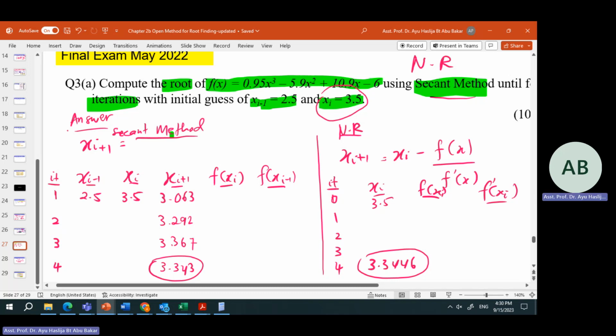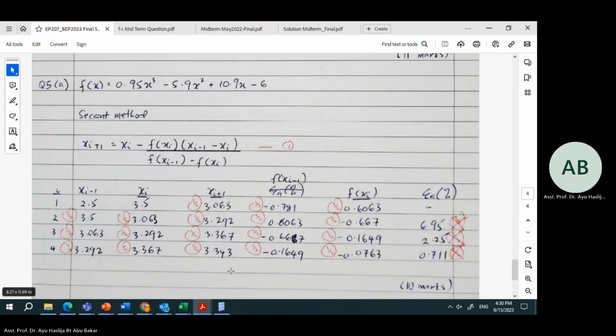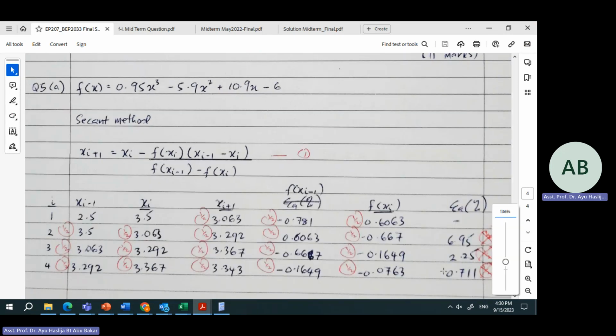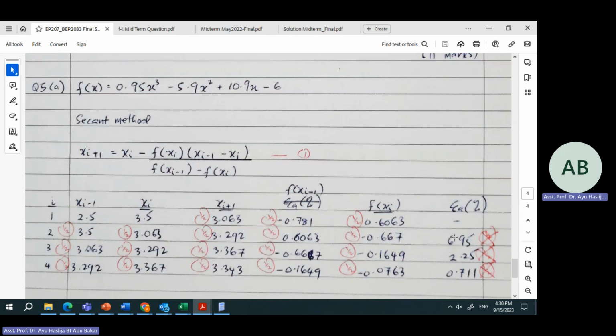Okay, for those who did not get the correct answer, you can check back your calculation. Okay, I want to share with you how I distribute the marks. You can see over here, it is 10 marks. Okay, this is how I distribute the marks. Since EA is not required, even if you calculate your EA, there is no mark allocated.